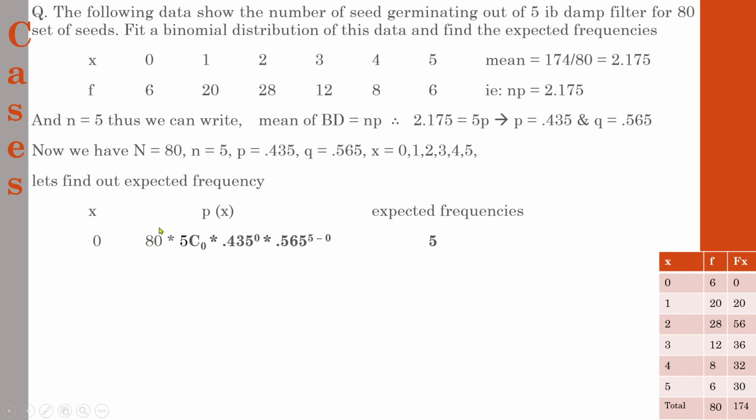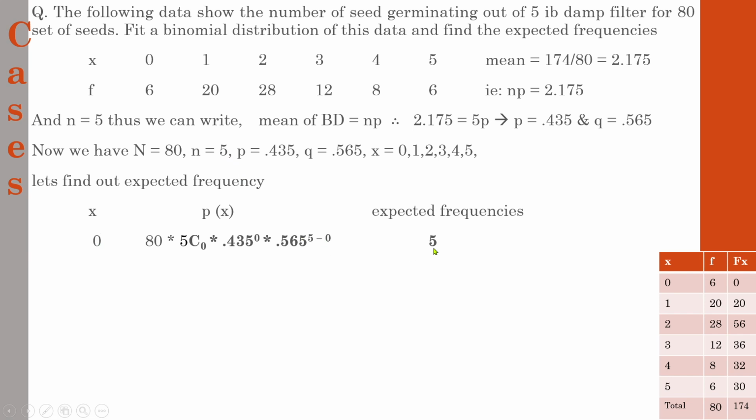If you multiply directly, you can get the expected frequency. In the last question, I did this step later. That is the only difference. I just multiplied right from the beginning. So 80 into 5CX, X is 0, into 0.435 raised to 0. Until the previous question, we have been dealing with P, which usually will be a fraction, so don't worry about it. You can use either a fraction or a decimal. The thing is you have to do the superscript values correctly: 0.435 raised to X, into 0.565 raised to N minus X. N is 5 and X is 0, and you will get the expected frequency for event 0 as 5.